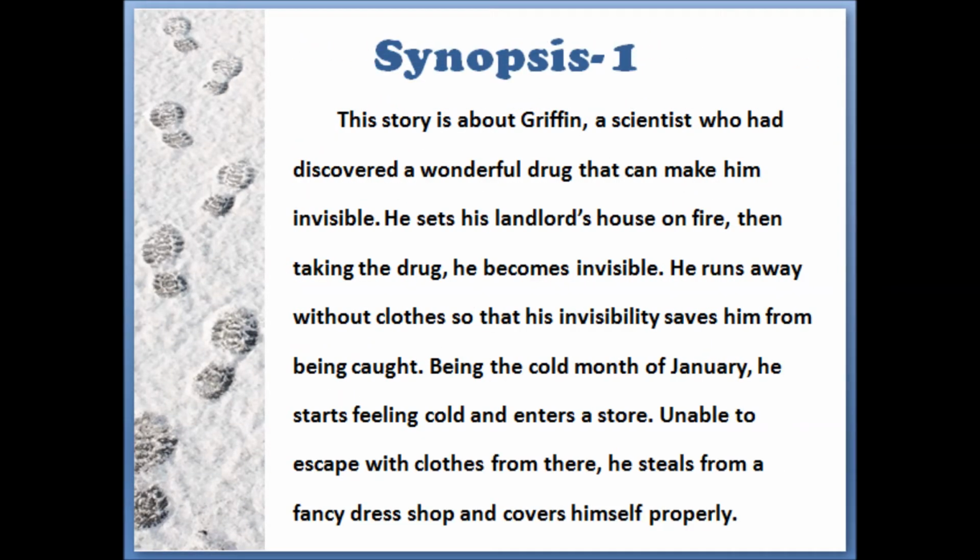Synopsis. The story is about Griffin, a scientist who had discovered a wonderful drug that could make him invisible. He sets his landlord's house on fire, then, taking the drug, he becomes invisible. He runs away without clothes so that his invisibility saves him from being caught. Being the cold month of January, he starts feeling cold and enters a store. Unable to escape with clothes from there, he steals from a fancy dress shop and covers himself properly.